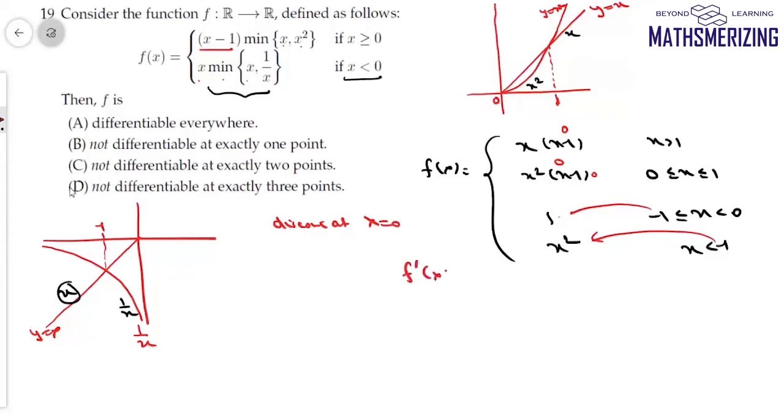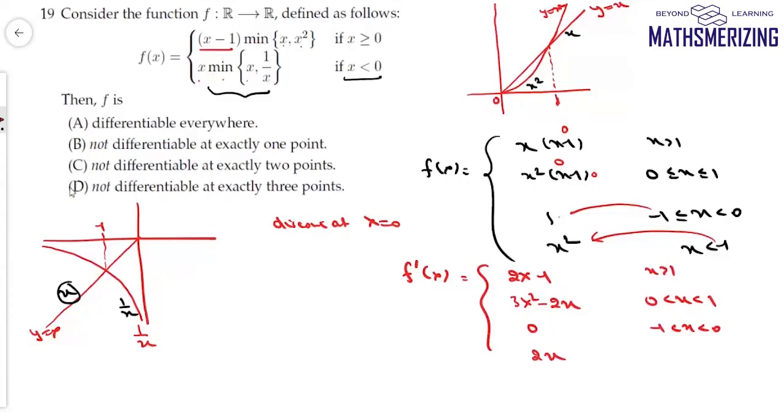So if I find f dash x, I'll write this as 2x minus 1 when x is greater than 1, 3x square minus 2x when x lies between 0 and 1. This is 0 when x lies between minus 1 and 0, and this is 2x when x is less than minus 1. Now when x is greater than 1, if I put x as 1, I'll get this value as 1. So that means right hand derivative at 1 is 1.